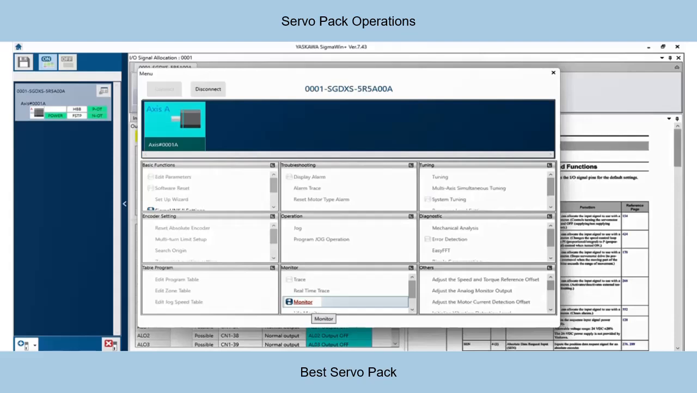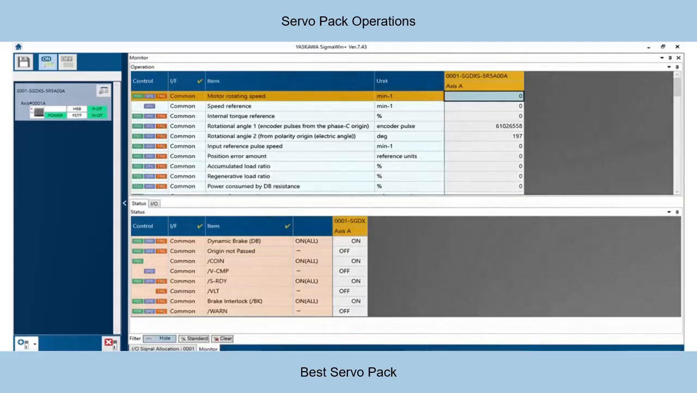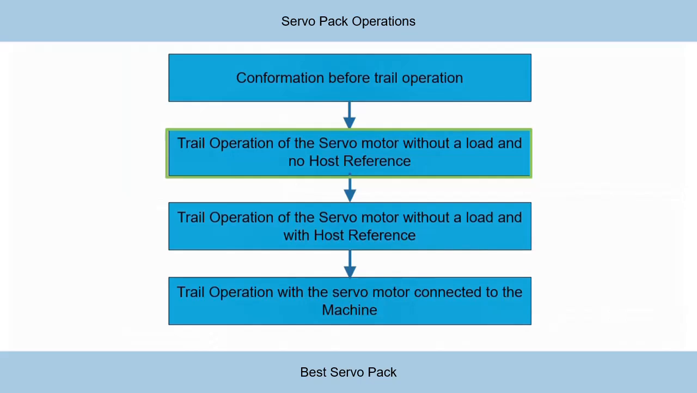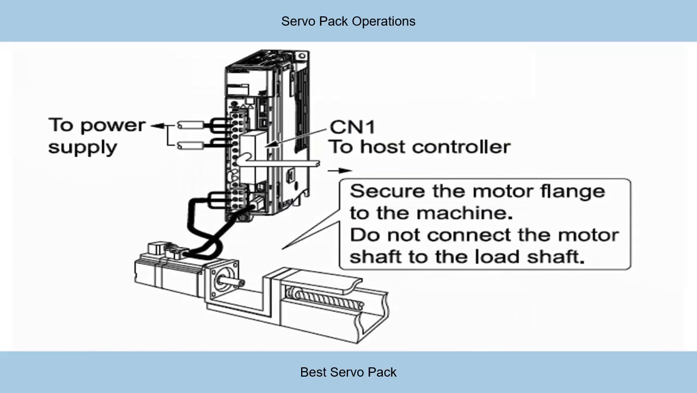To display the monitor window, open the menu dialog box and click Monitor. In this section, we will learn about trial operation using the servo motor without a load and no host reference. The servo motor is not connected to the drive section of the machine here. The machine may be damaged if the settings are incorrect.